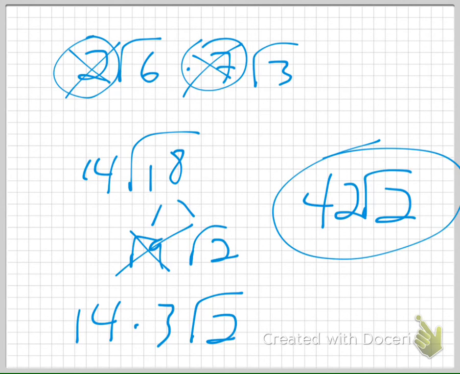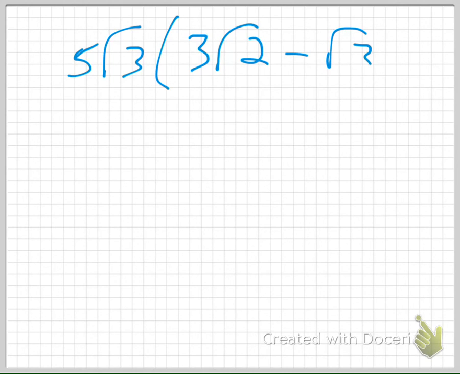How many of you got 42 times square root of 2? Not difficult, right? Okay. Last one, this is the last thing you might have to do. What if I have 5 times the square root of 3 times 3 times the square root of 2 minus the square root of 3. Ooh, what is that? Now listen, it's ugly, but what are we looking at here? The distributive property. So, do it. Just do it.